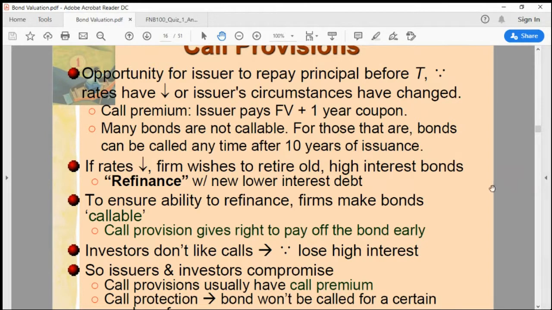So anyway, back to call provision, right? Some bonds are born as callable bonds, and some bonds are not. If they are callable bonds, now think of it this way: why do they issue callable bonds? For example, let's say currently in the economy the interest rates are very high, the average market rate is, let's say, 10%. That's a very high interest rate.